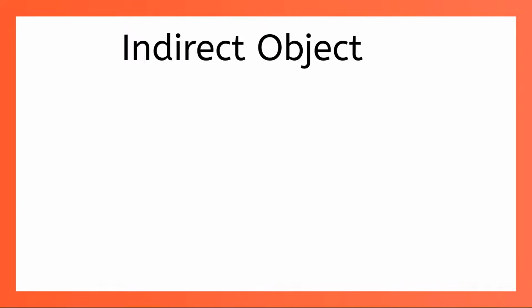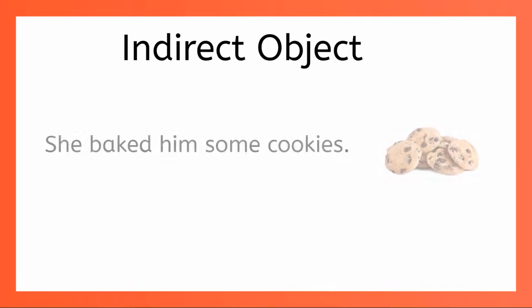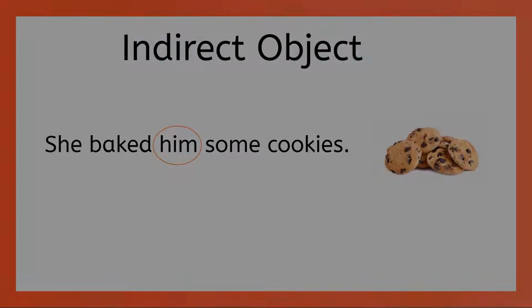My uncle has a real sweet tooth, so she baked him some cookies. Can you spot the indirect object? Him. The action is baked. The direct object, or the things that were baked, are the cookies. And since the pronoun refers to my uncle, for whom these were baked, him is our indirect object. I sure hope he shares.